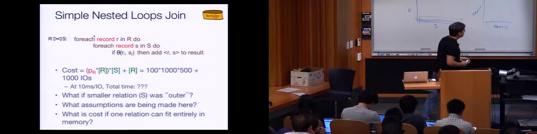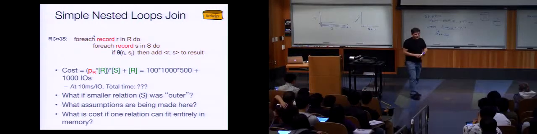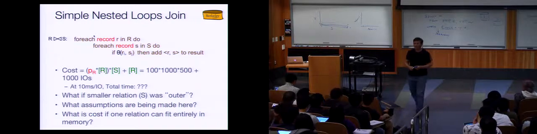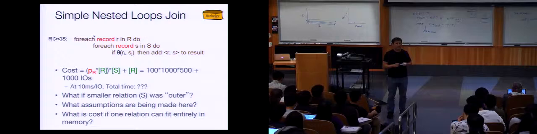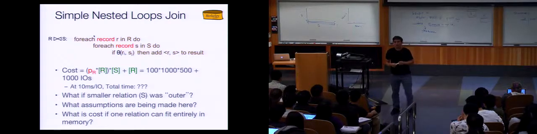Okay. Now, what's the cost of this algorithm if the smaller table fits entirely in memory in terms of IOs? Say S fits entirely in memory. Then what's the I/O cost?